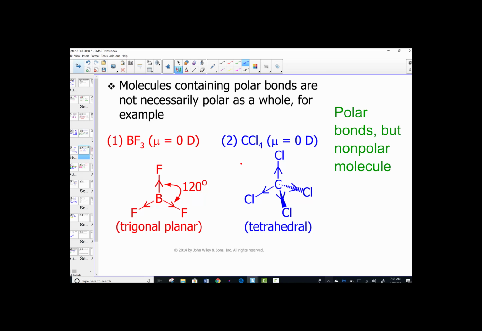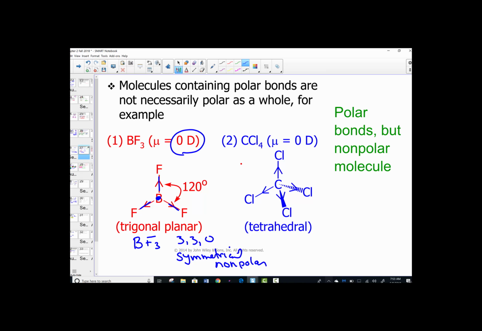Molecules containing polar bonds are not necessarily polar as a whole. So for instance, boron trifluoride has very distinct polar bonds. Fluorine is very electronegative. However, if you stand in the center and you look up, you look left, you look right in a trigonal planar format, all three domains are identical. It's a completely symmetrical molecule. That means that it's an equal distribution, therefore a non-polar molecule.